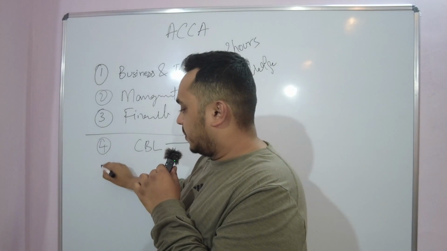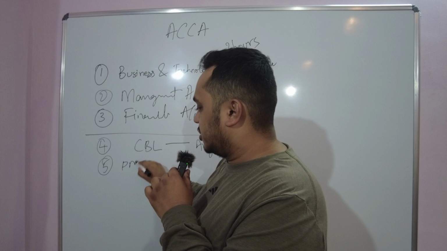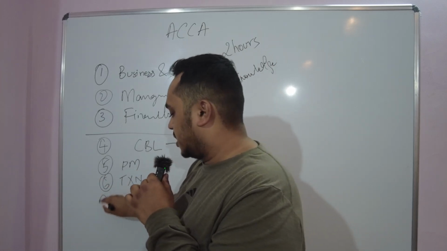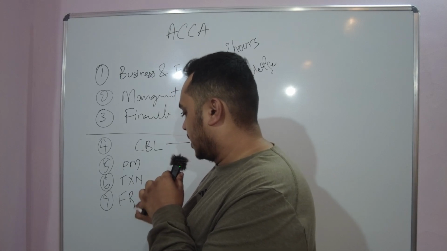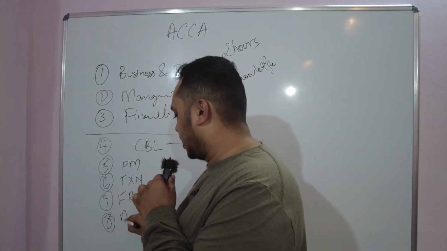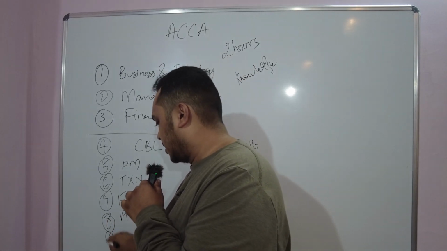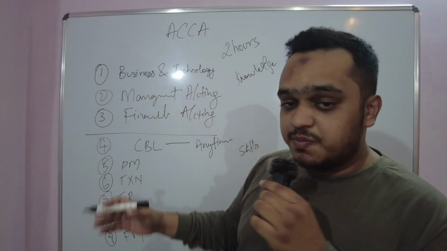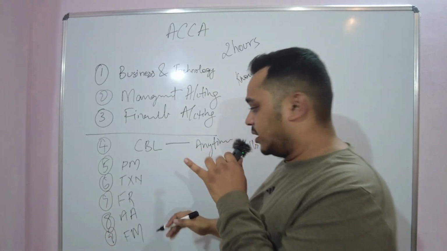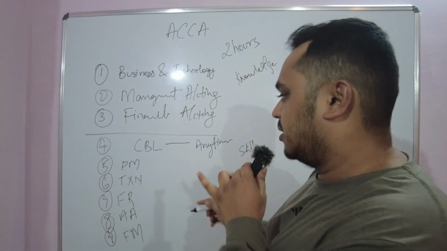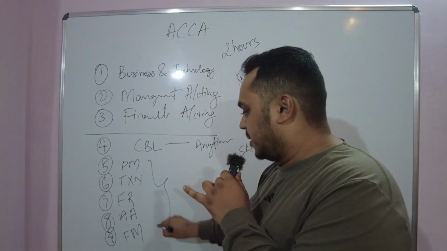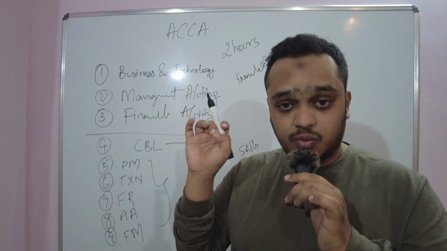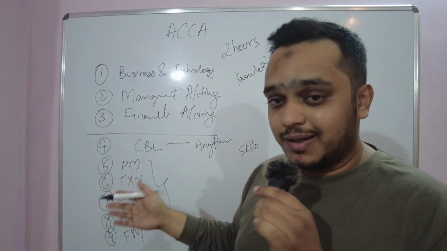Then the fifth paper is performance management, sixth one is taxation, then seventh is financial reporting, then eighth is audit assurance, and ninth is financial management. Now these papers I'm not going to go in depth. If you want me to do so, I'll make it in another video. These papers you can give only in a particular exam window. You cannot just go and give them anytime.